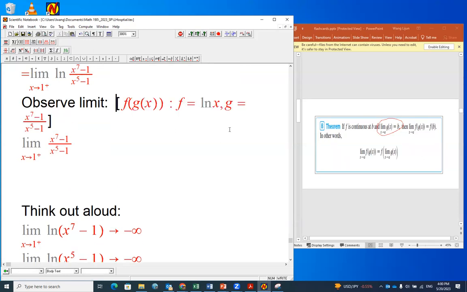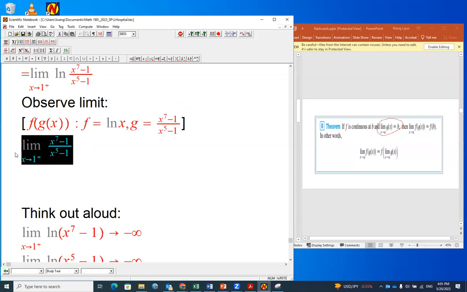So that's why I'm taking this limit. You see, I drop the ln and take the limit on the inside. When we check the limit on the inside, you can see the numerator approaching 0 and the denominator approaching 0. So we can apply L'Hopital's rule. The derivative on the top is 7 times x to the power 6, and the denominator is 5 times x to the power 5.